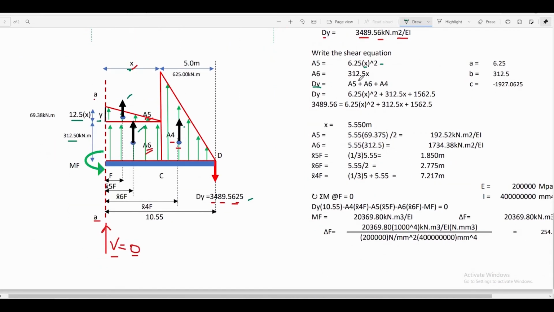kilonewton meter square. We can now replace the value of area 5 and area 6 in terms of x in our equation, and area 4 into 1562.5 kilonewton meter square. Then we can solve for the value of x from this equation, and that is equal to 5.5 meters. That is the location of zero shear in our conjugate beam.